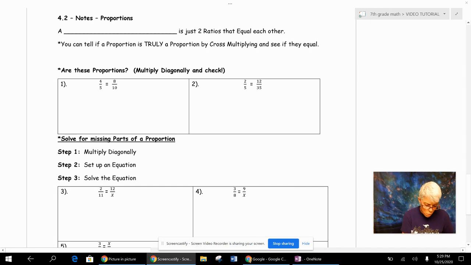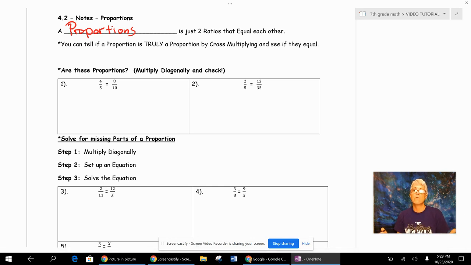It says a proportion, which again, please have your notes out. Have a pen or pencil in hand and engage in what's going on. You will remember more if you do. Plus, you can refer back to these at any point. So it says, a proportion is just two ratios that are equal to each other.